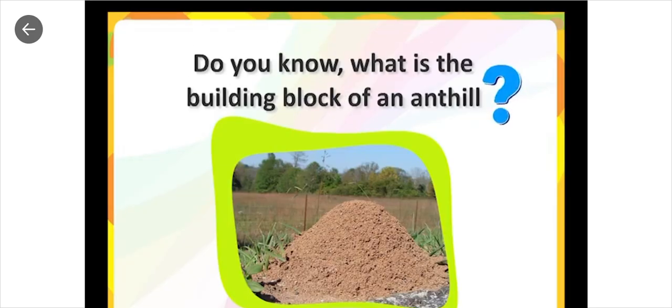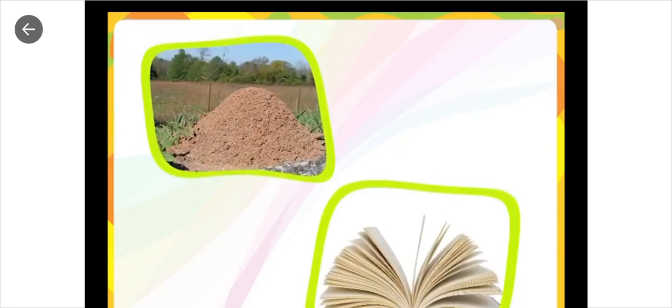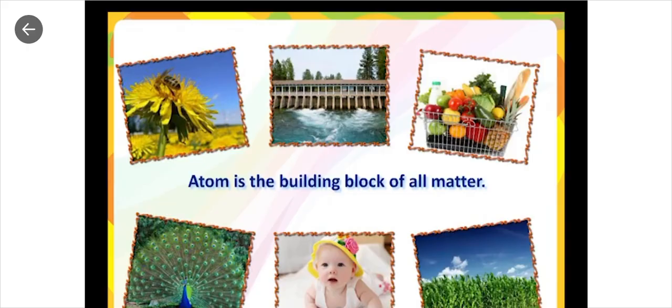Atoms. Do you know what is the building block of an anthill? The building block of an anthill is a small grain of sand. Look at a sheet of paper. You will be surprised to know that a small piece of paper may contain millions of atoms. From these two examples, it is clear that atoms are the building blocks of all matter.